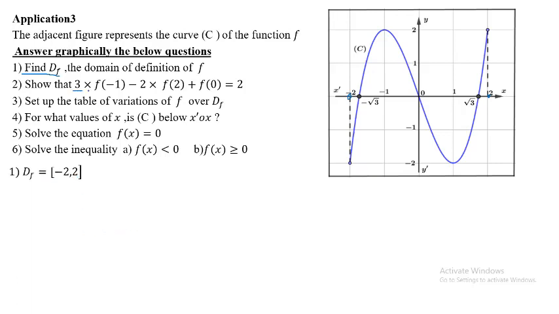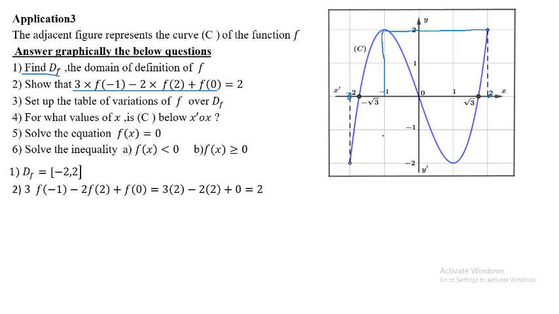Now show that 3 multiplied by f of -1, minus 2 multiplied by f of 2, plus f of 0 equals 2. First of all, what is the value of f of -1? f of -1 equals 2. What is the value of f of 2? This is x equal to 2. f of 2 also equals 2. What is the value of f of 0? f of 0 equals 0 since C passes through the origin. Replace each one by its value, we will get the final answer equal to 2.